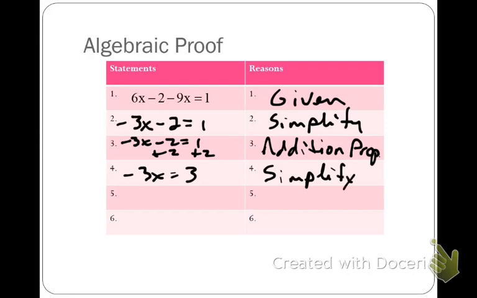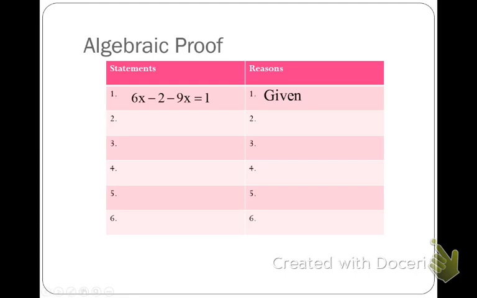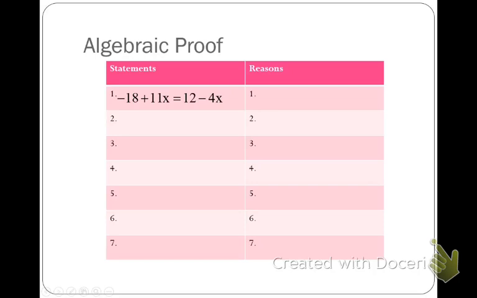Okay, then we're going to divide both sides by negative 3. And this is the division property. Okay, and then x equals -1, and that's what we get when we simplify. And so there's your algebraic proof with the added step of having to combine like terms, which we just give the reason of simplify. Okay? We've got another one here for you to work. We'll get through all of this. I just like to write it out with you guys. Here's another one. Try another one.